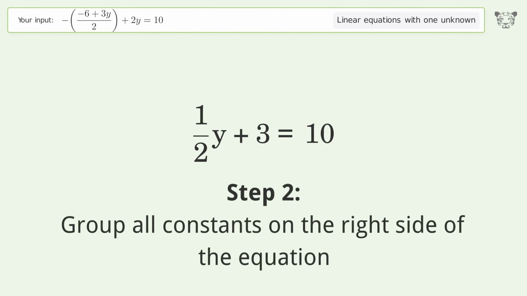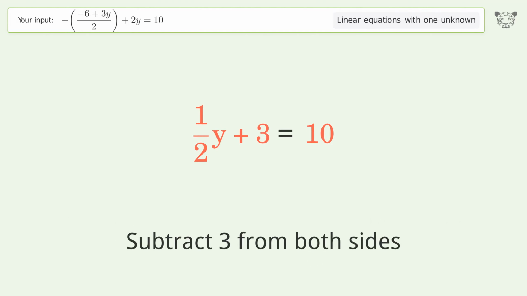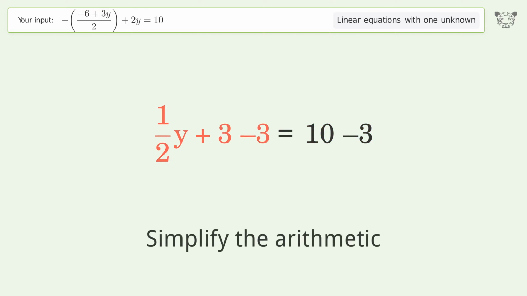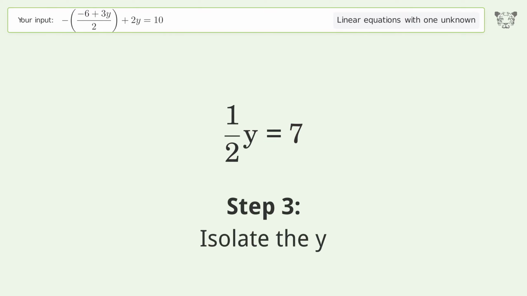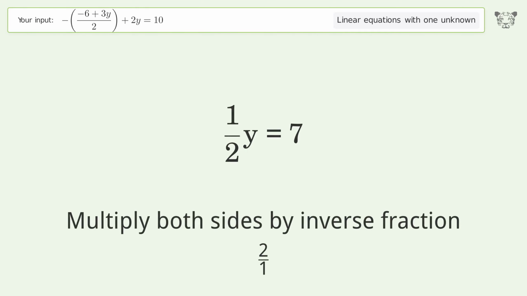Group all constants on the right side of the equation. Subtract 3 from both sides. Simplify the arithmetic. Isolate the y. Multiply both sides by inverse fraction 2/1.